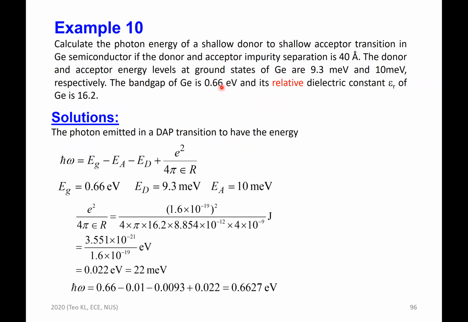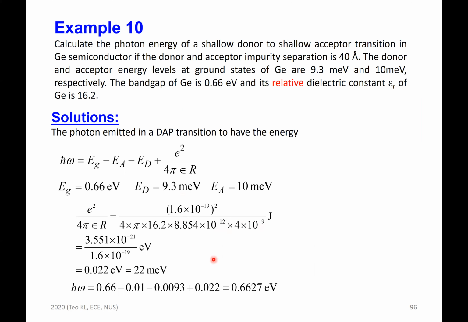The band gap of germanium is 0.66 eV. The relative dielectric constant is epsilon r, which equals 16.2. So the photon emitted in the donor-acceptor pair transition is Eg minus Ea minus Ed plus the Coulomb attraction term. Ea and Ed are given to you. Epsilon is epsilon r times epsilon naught, where epsilon naught is the permittivity of free space, 8.85 times 10 to the power minus 12. And R itself is 40 Angstrom, or 40 times 10 to the power minus 10 meter, or 4 times 10 to the power minus 9.